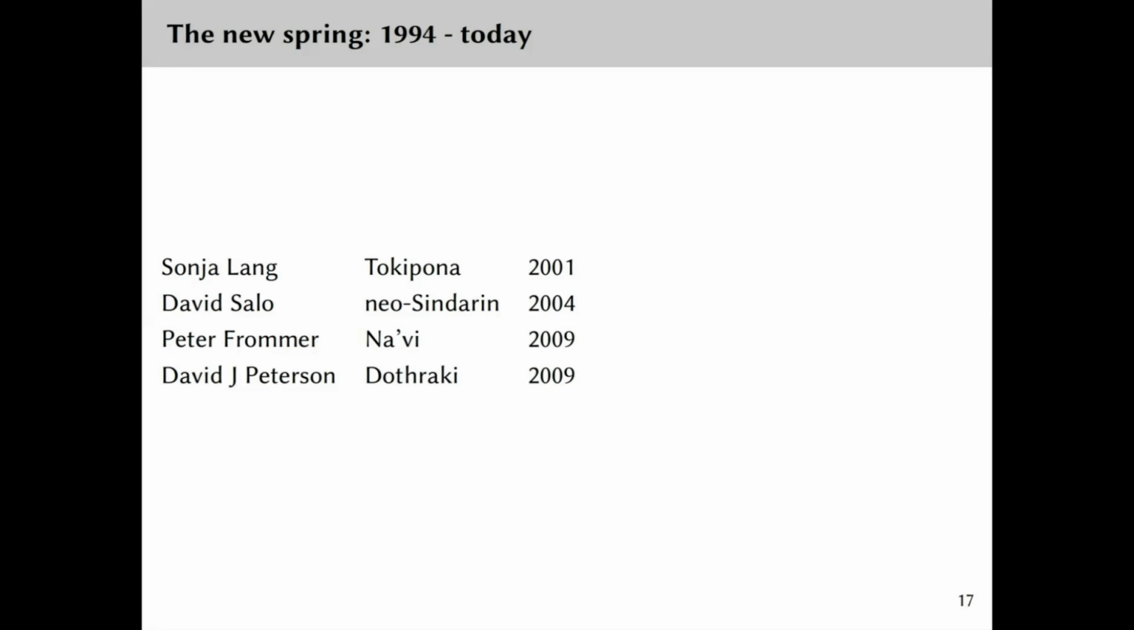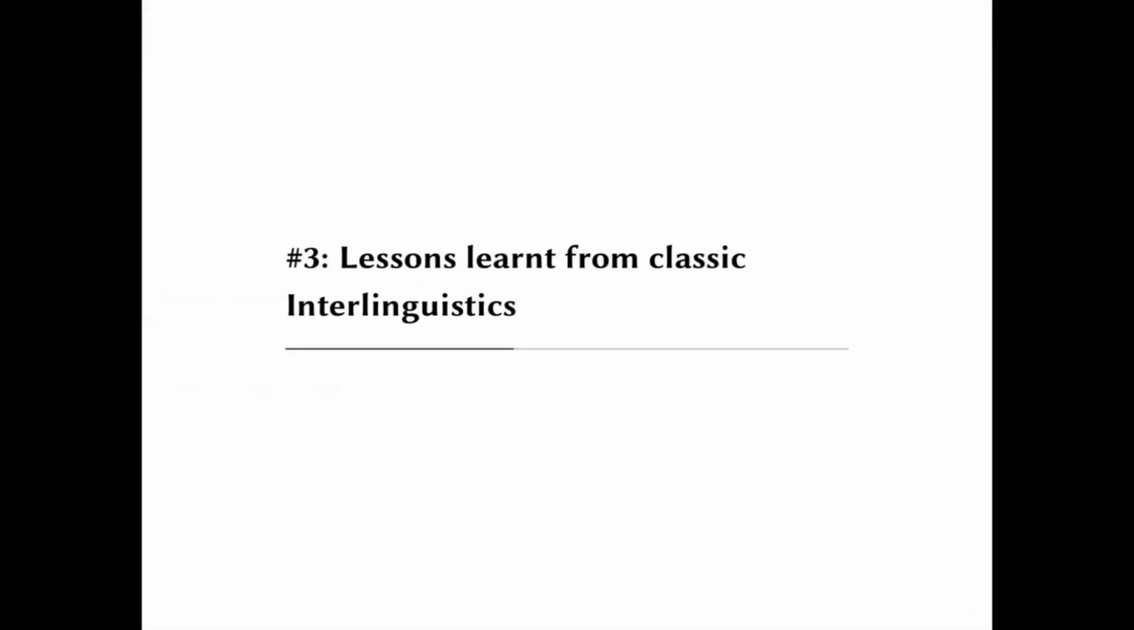And then Sonja Lang published Toki Pona, and David Salo the Neo-Sindarin, Paul Frommer Na'vi, and David J. Peterson Dothraki. So 2009 is a very important year for the story of constructed languages. And you can see that these languages are not meant as rivals of Esperanto. In the original proposal by Sonja Lang, she even says Toki Pona is not a rival of Esperanto, just not to have Esperantists against the language. And that was a very good move, because by the end, Toki Pona was adopted by Esperantists too as a language to play with. This is the periodization of interlinguistics.